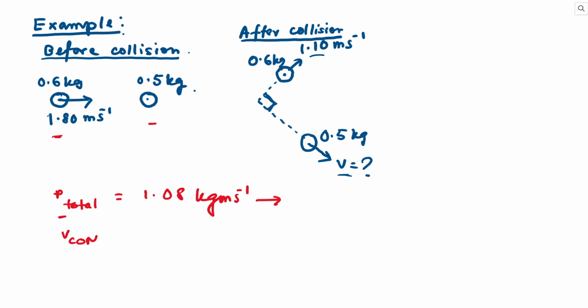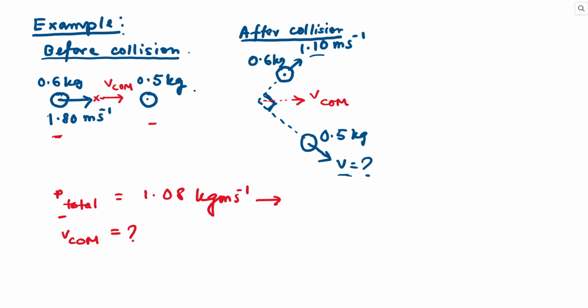So that's what we want to do. We want to work out how fast the center of mass is moving and in which direction. Because the total momentum is to the right, the center of mass of the system will also be moving to the right. So this will be the direction of the velocity of the center of mass before the collision, and it will remain the same. So the center of mass will keep moving in the same direction with the same velocity even after the collision.